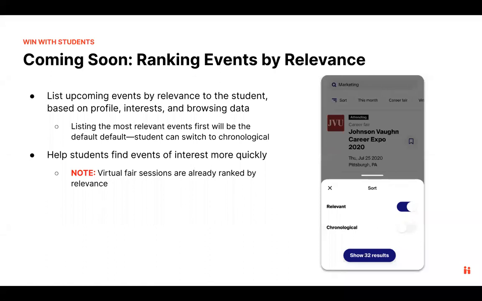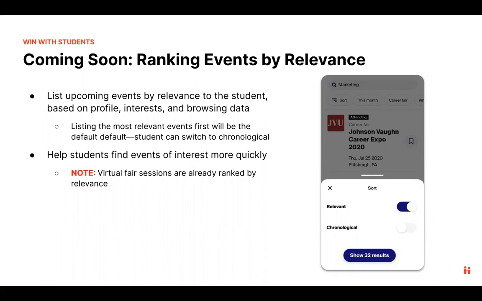A frequent piece of feedback we've gotten from schools and students, especially at large distributed schools, is that the list of upcoming events can be really overwhelming. There's just so much to sift through, and if you're a distributed campus, you might be seeing events from completely different colleges that really aren't of any use to you. So this update will help students find what they're looking for more quickly, and thus give them a better, more efficient experience in Handshake.